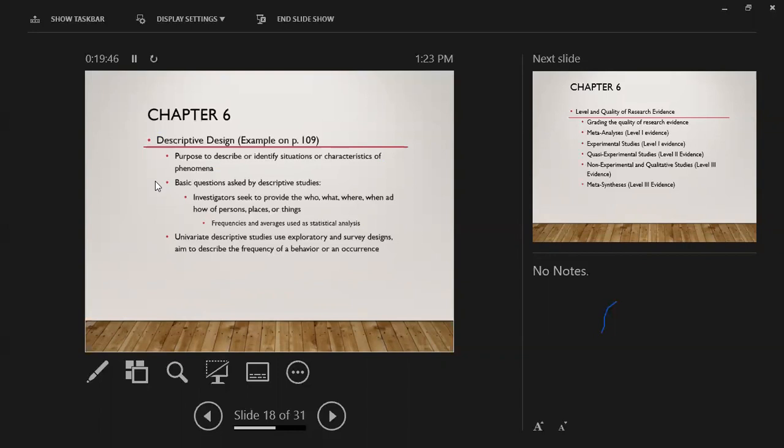Therefore, you don't see any relationship between variables. You are just observing and you are going to explain that using frequency, how many, or what's the mean, like that.